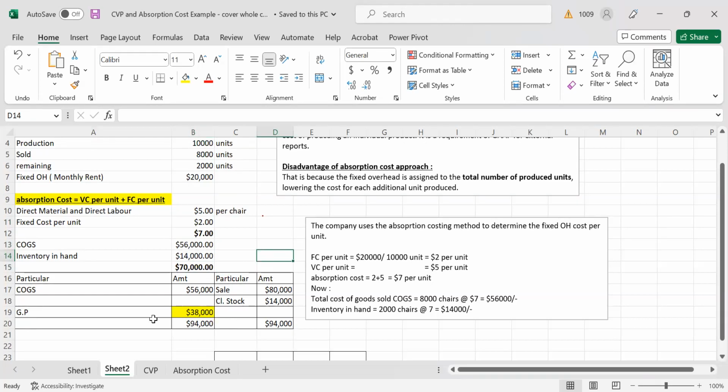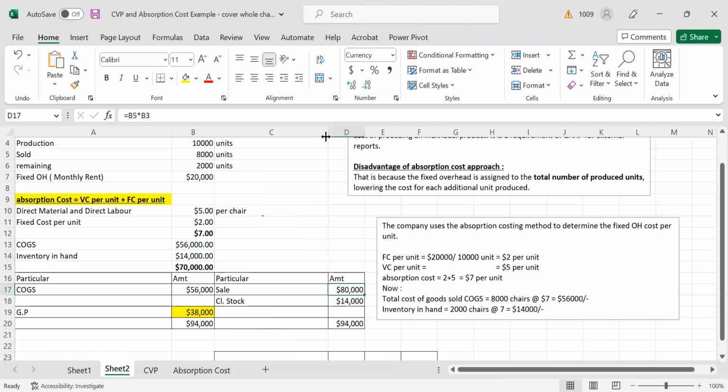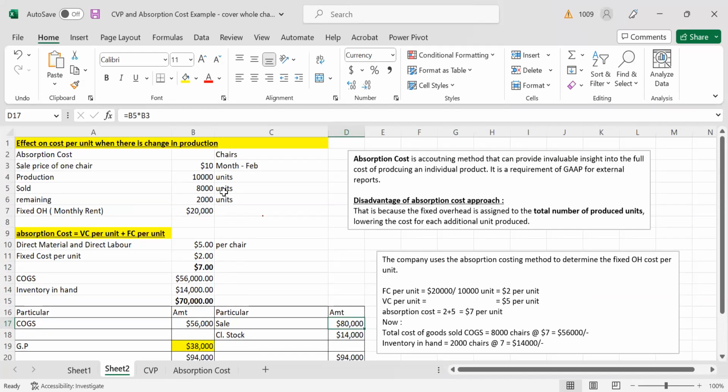Now what do we want to do? We know that here the cost of goods sold is 56,000 and sales is 80,000. So it looks like this. I have taken one example for the income and expenditure approach, the profit and loss account. The sale here is 80,000, which is coming from 8,000 into 10. I have put in this formula so it comes automatically. If I change this one, it will change. Closing stock is 14,000, already done.